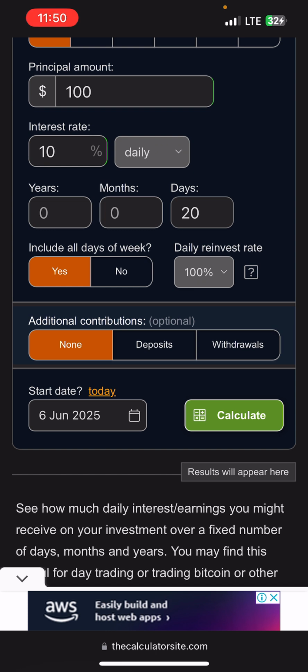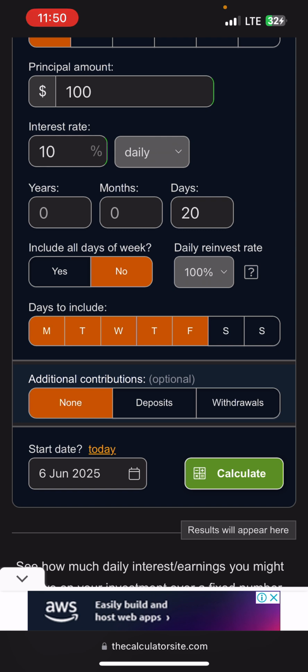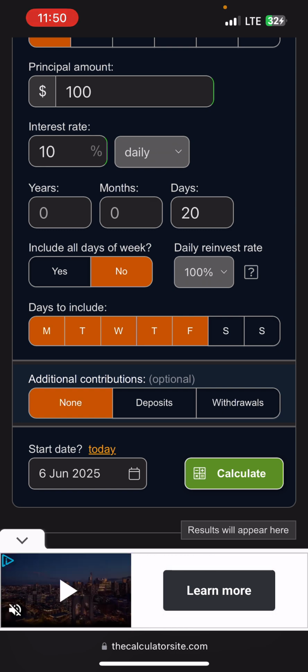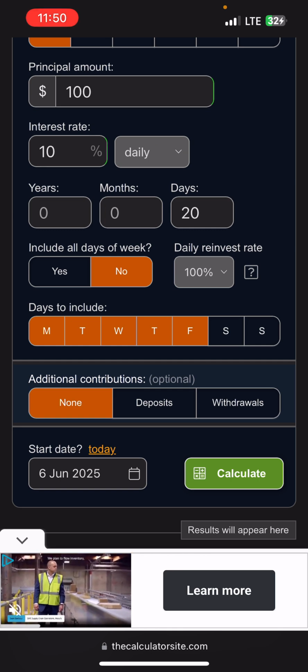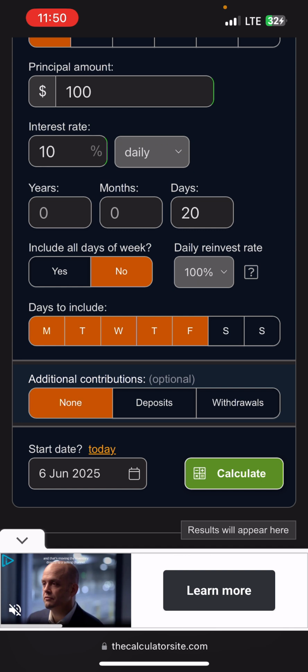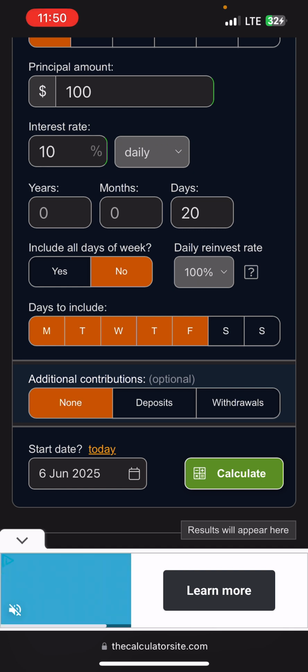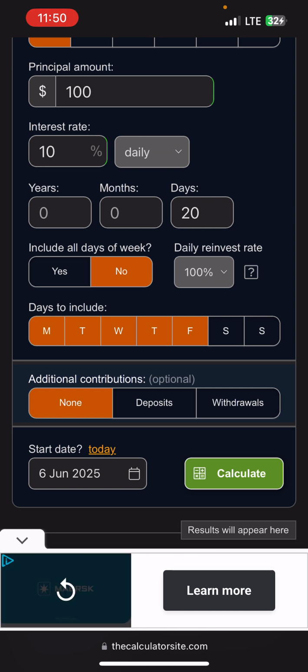Include all days of the week. Now, I would say no. And the reason is because Forex pairs, indices, commodities, they are usually open Monday to Friday. You can't trade them during the weekend. So what you can trade during the weekend is crypto pairs, and not everybody trades that. So let's just say we're not going to include the weekends. Now, if peradventure you end up trading crypto during the weekend and you make money, that would literally just be like a bonus, all right, to your trading plan.